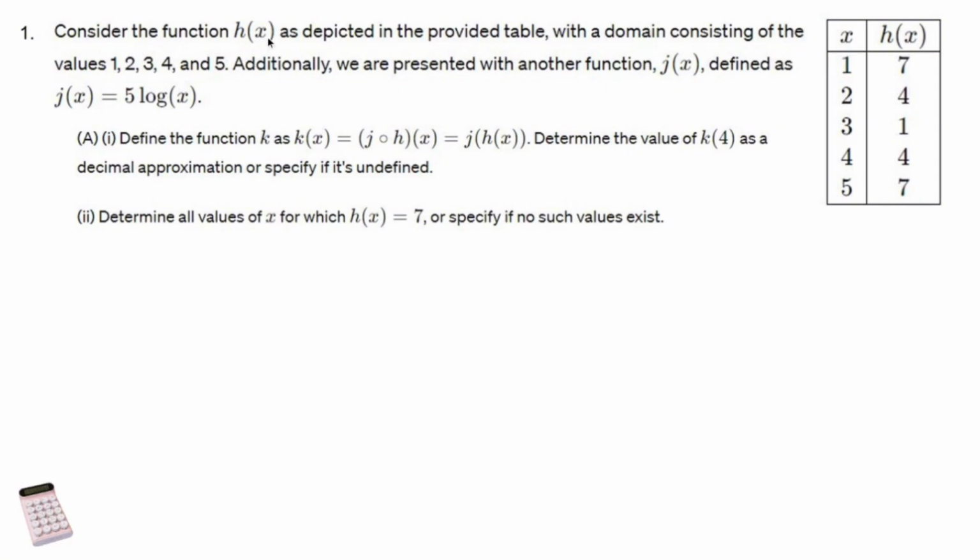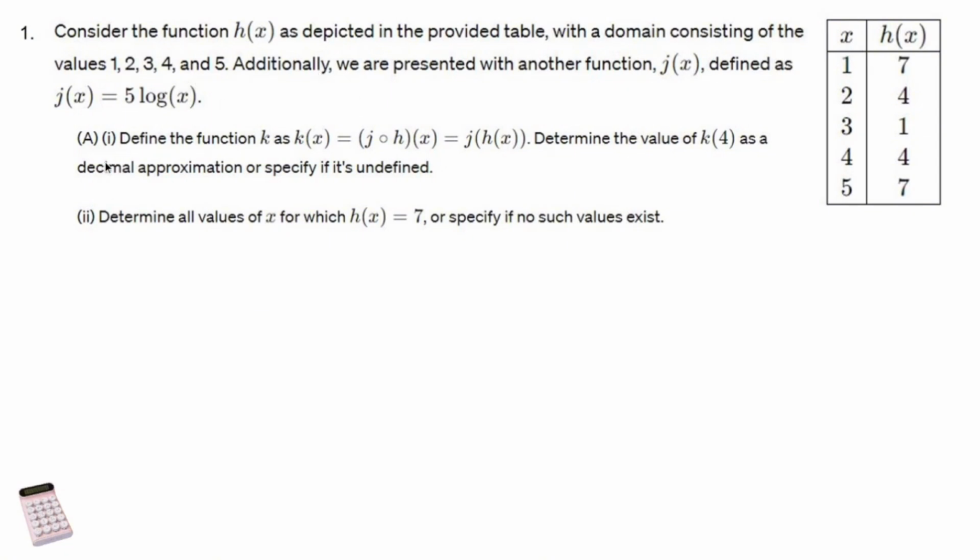Consider the function h of x as depicted in the provided table. So there you go, with a domain consisting of the values 1 and 2 and 3 and 4 and 5. Additionally, we are presented with another function, j of x, defined by j of x equals 5 log of x. So we'll probably need our calculator for a lot of these. Define the function k as k of x equals j of h of x. Determine the value of k of 4 as a decimal approximation or specify if it's undefined. When would it be undefined? Like if x is negative or something like that.